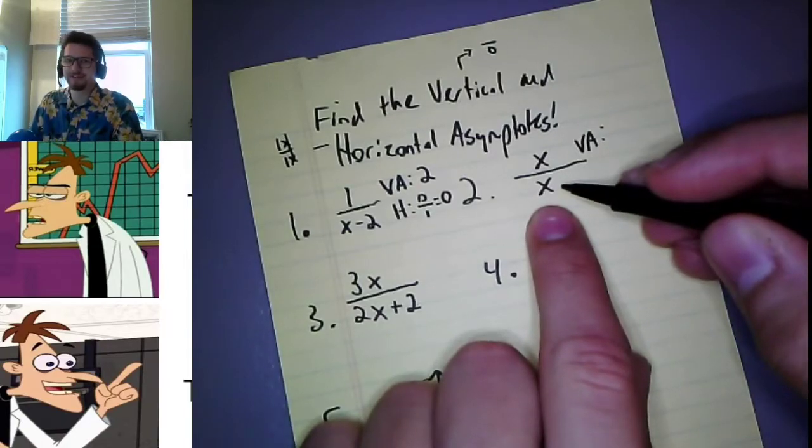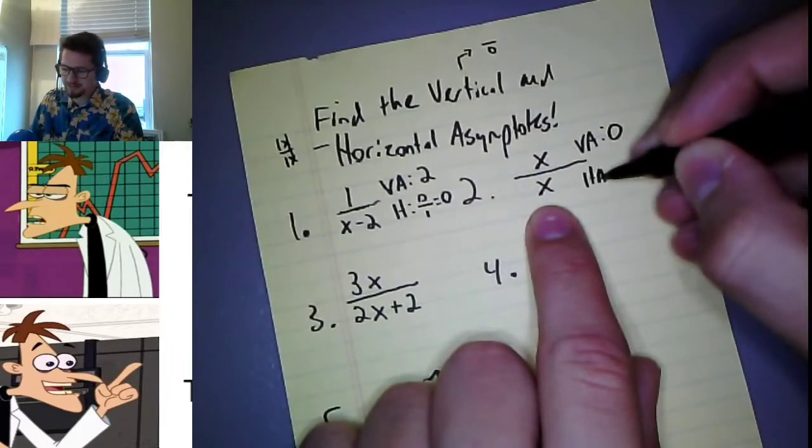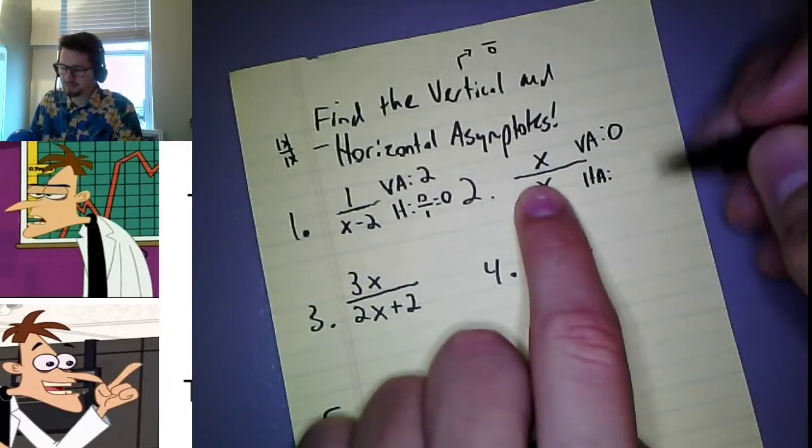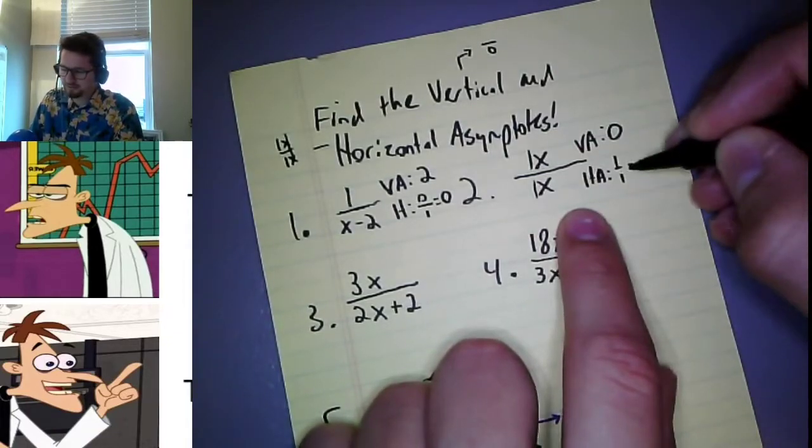What would make my denominator 0? Well, 0. What would be my horizontal asymptote? Well, what's my coefficient here? 1. What's my coefficient here? 1. So that's 1 over 1 equals 1.